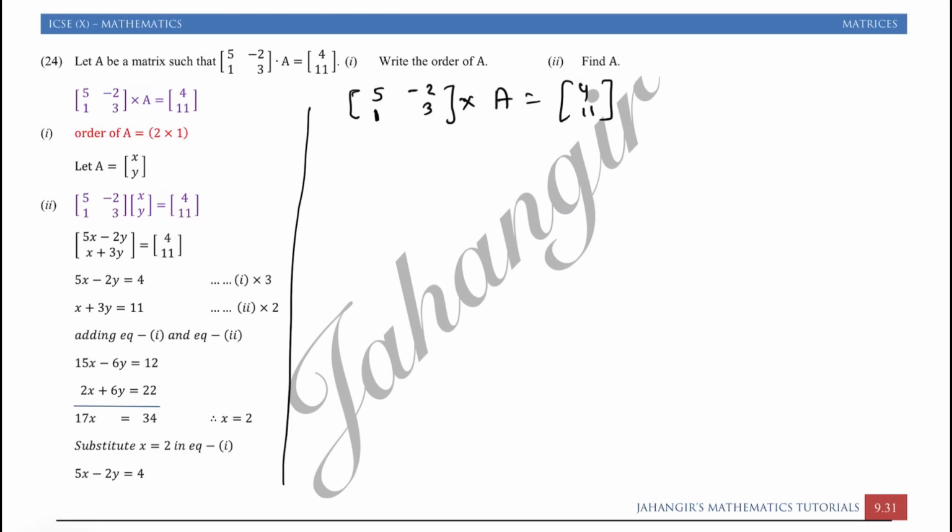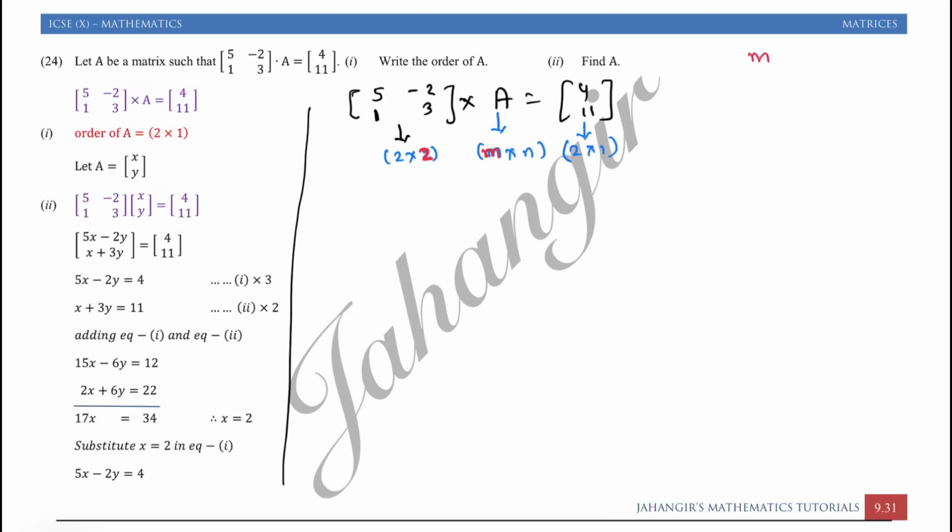So to find the order of A, first we will write: this is 2 by 2, A is m by n, and this is 2 by 1. If you just check, the number of columns of the first matrix should be equal to the number of rows of the second matrix. When multiplication exists, that means the first matrix's number of columns should equal the second matrix's number of rows.